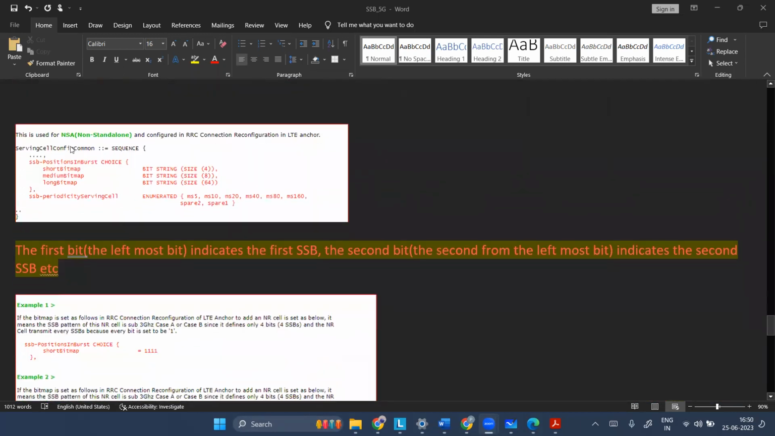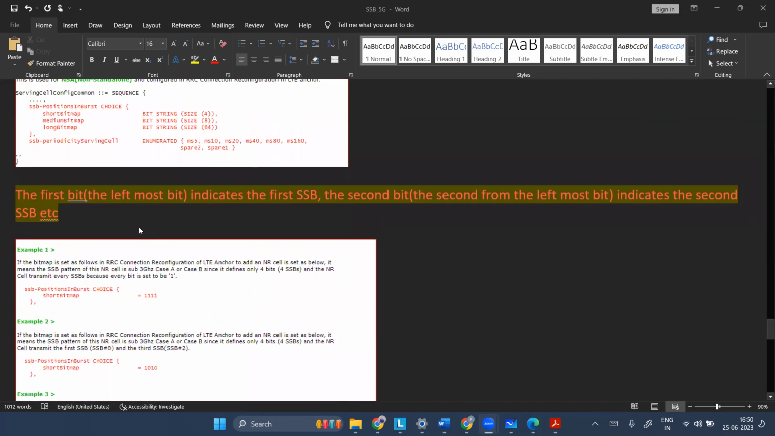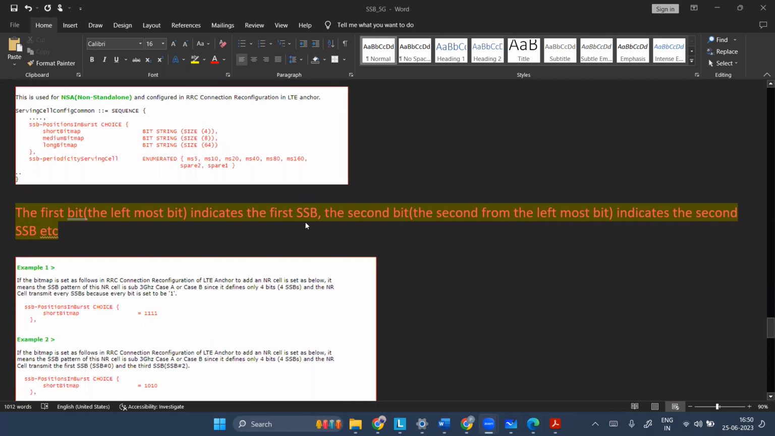In non-standalone, we have the short, medium, and long bitmap. The short bitmap has a size of 4-bit string, medium is 8, and long bitmap is 64. Again, SSB periodicity serving cell is common. The leftmost bit indicates the first SSB, and the second bit from the left indicates the second SSB. Now you know for FR1, 4 and 8 are possible, so the short and medium bitmaps could represent FR1 and the long bitmap would represent FR2.